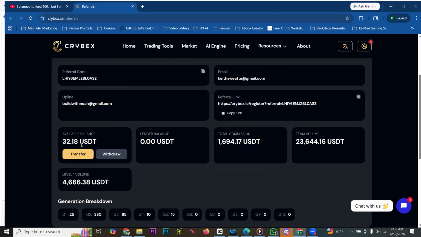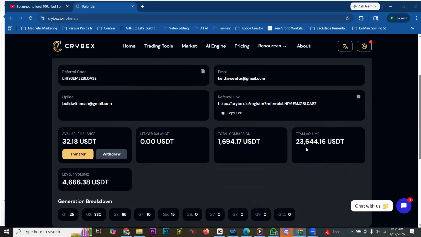As the bot is making people money, that creates us income as well. And when people deposit, you get 10% of whatever they deposit. So this is the available balance. Ledger balance is pretty much money pending before it goes available. This is the total amount of commissions that I've made since I've been with Crybex.